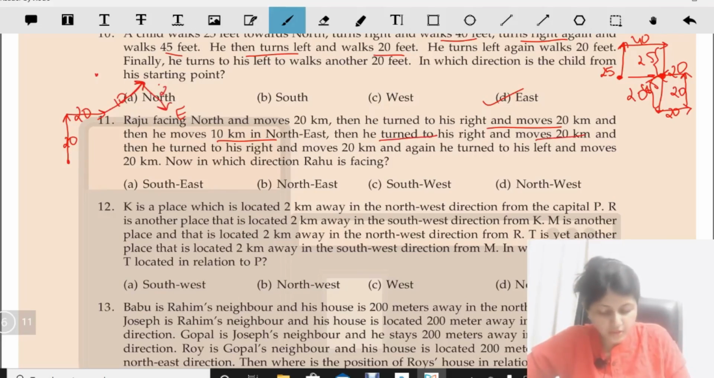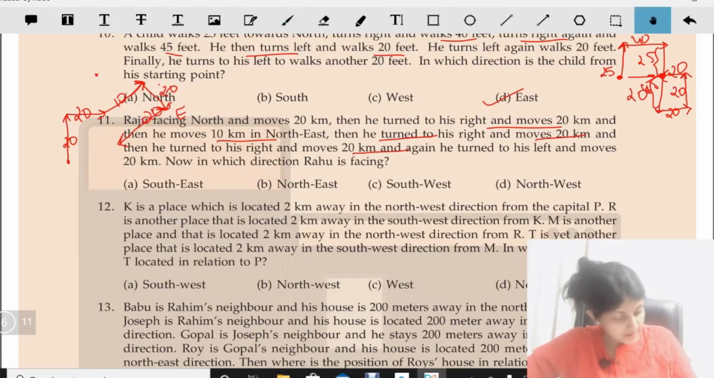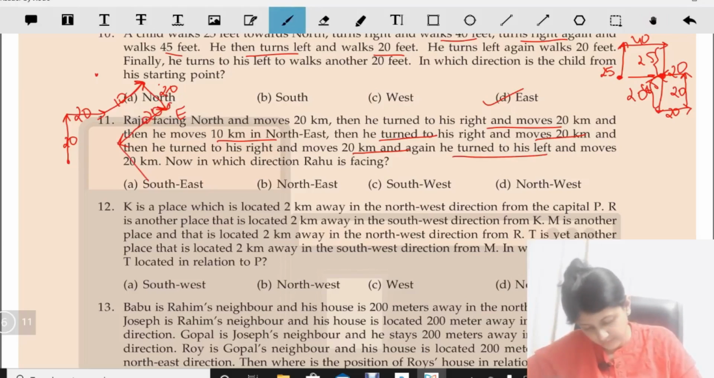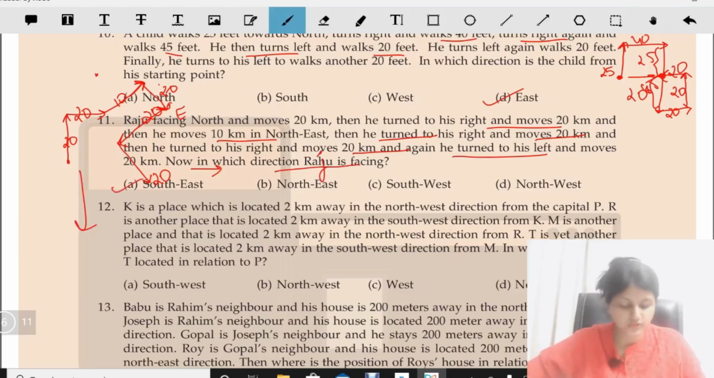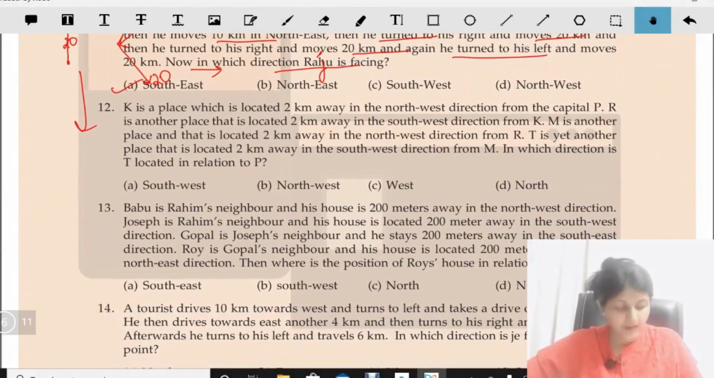And moves 20 kilometers. And then he turns towards his right and moves 20 kilometers again. Again he turned towards his left and moves 20 kilometers. Now in which direction is Raju facing? This is south, this is east, so he is facing southeast. Option number A. Okay. Question number 12.